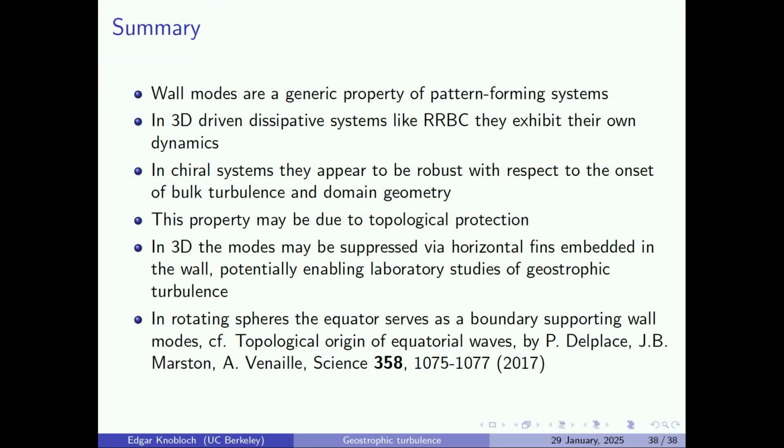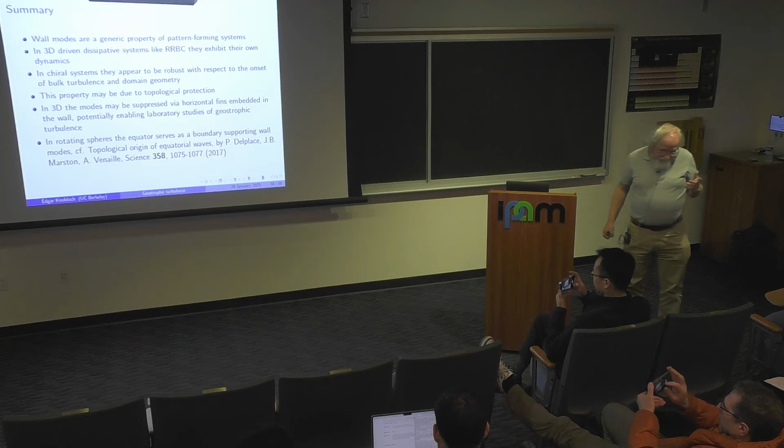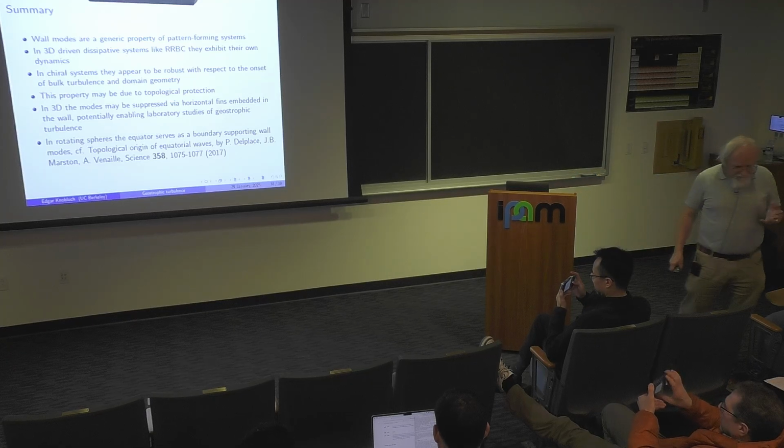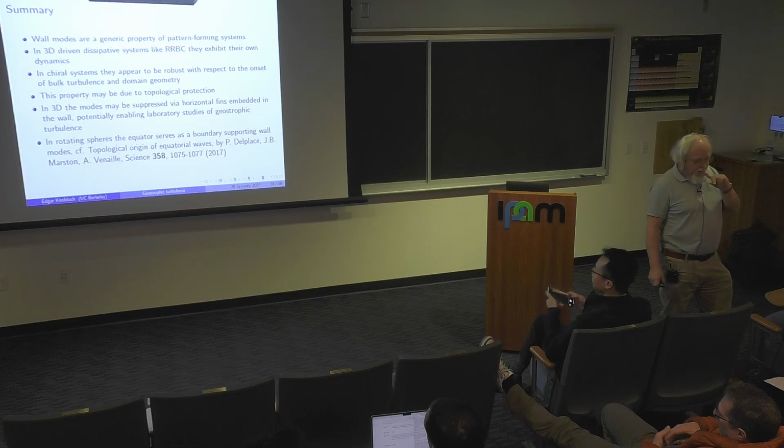So wall modes are a generic property of pattern-forming systems in the presence of boundaries. And certainly in plasma physics, this is a very well-known phenomenon. But wall modes can also be supported by local regional variation, for example, of some material or fluid property. You can have a localized structure instability where you have changing properties. In chiral systems, it appears that these flows are robust. We don't understand why that's the case.